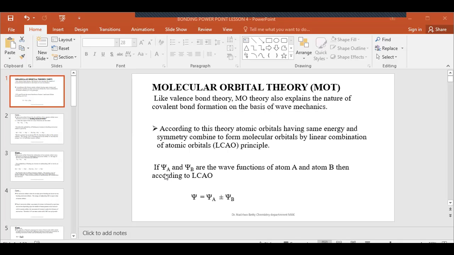So if we take phi A and phi B to be the wave functions of atom A and atom B, then according to the linear combination of atomic orbitals principle, the wave function will be the wave function of atom A plus or minus the wave function of atom B.